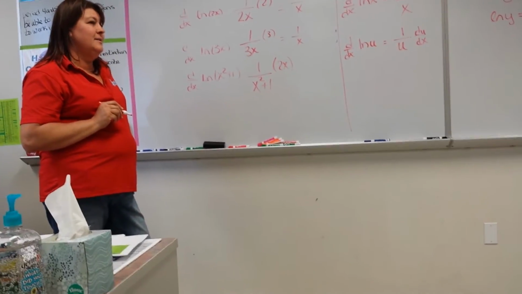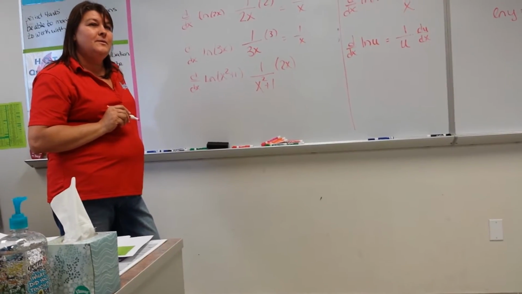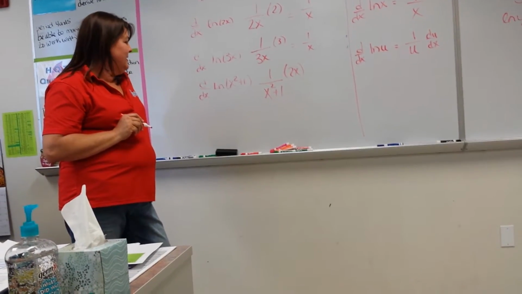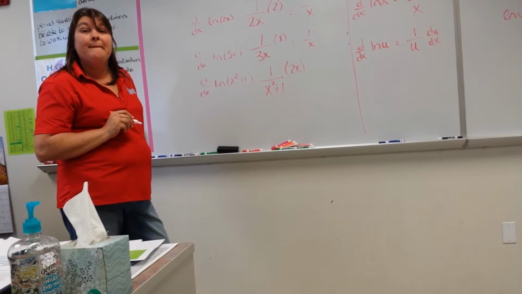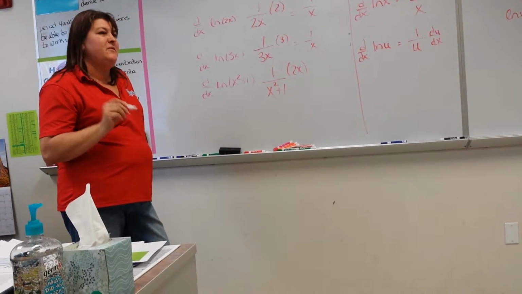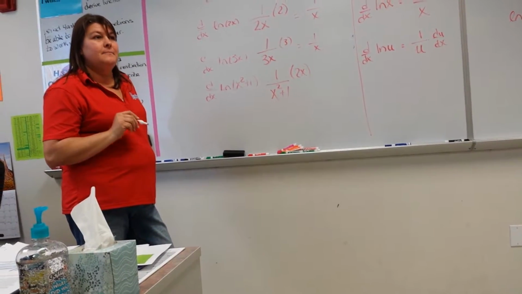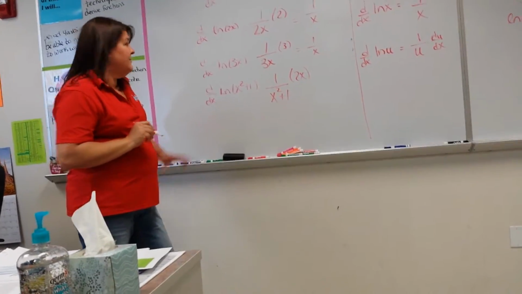Are we good so far? Yeah. Okay, let's do it. FOIL out the bottom? You don't have to. So 2x over x squared plus 1. And that's the answer? Yes, that's it. Let's do another.